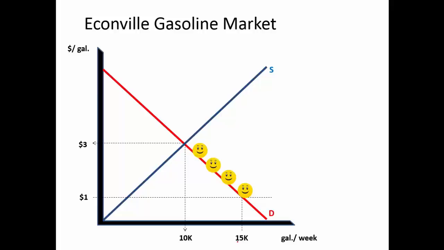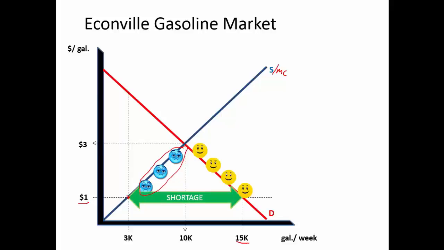So now consumers are planning on buying 15,000 gallons per week. But now the producers, at a price of $1, they can only cover the costs for a small amount of gasoline. Remember, costs rise at the margin. The supply curve is the marginal cost curve. So these sellers had been selling, and now they can't. They're not going to give away gasoline for free. They've got to cover the costs. They can't cover the costs, so they're going to shut down. And what we get now is a shortage.